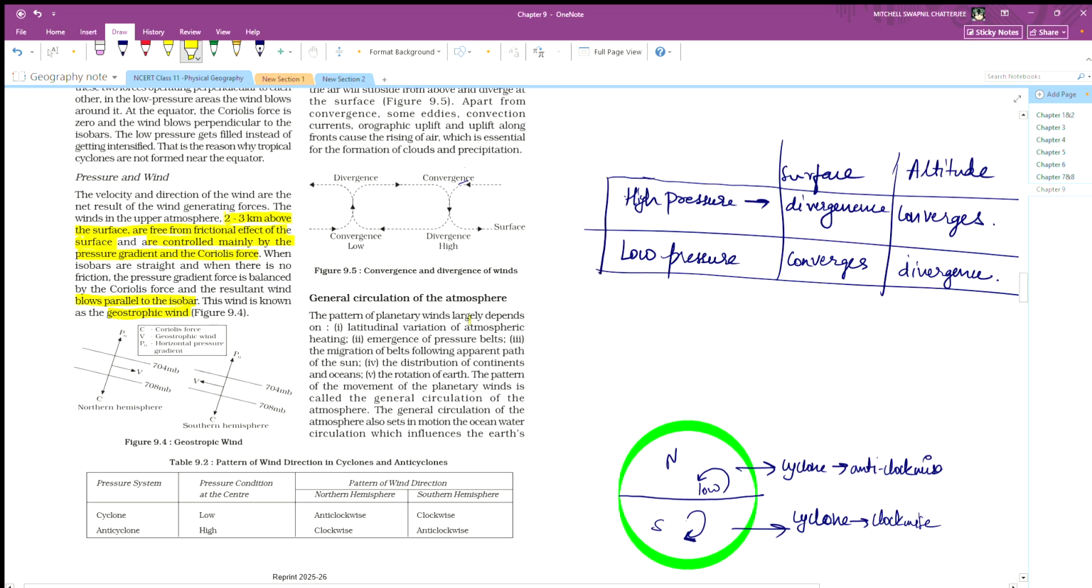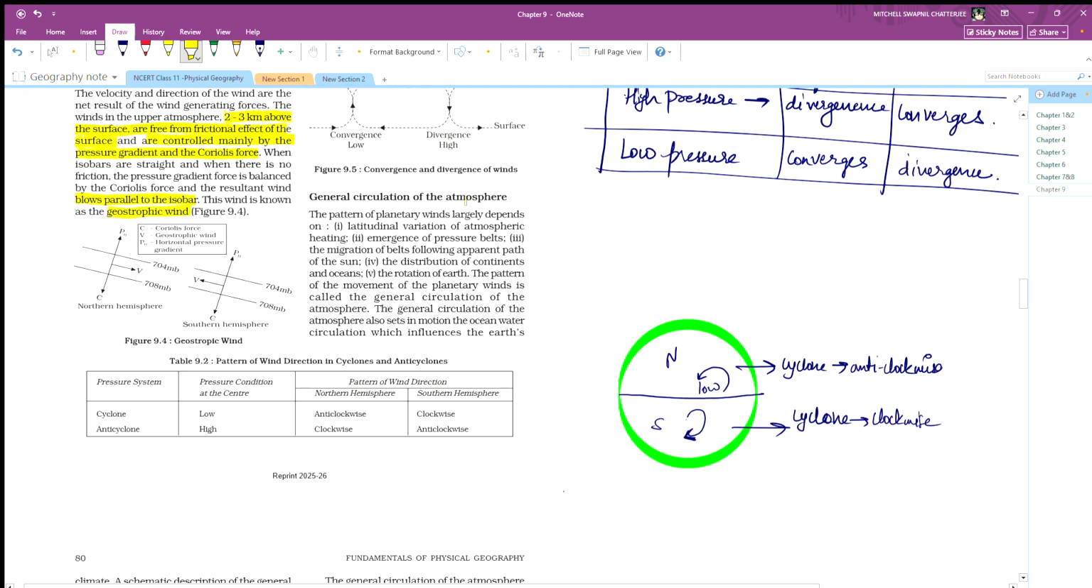Let's move along. General circulation of the atmosphere. The pattern of the planetary wind largely depends on the, okay, this is the keyword, latitudinal variation of the atmospheric heating, emergence of pressure belts, and third is migration of the belts following the apparent path of the sun.